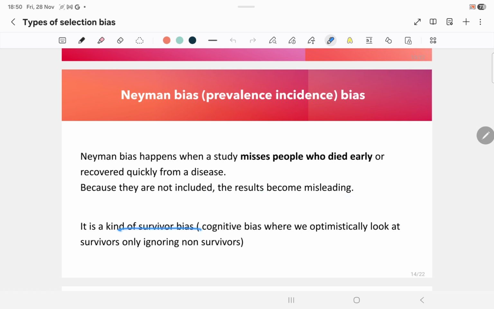It is a kind of survivor bias or a cognitive bias where we optimistically look at survivors, only ignoring the non-survivors.